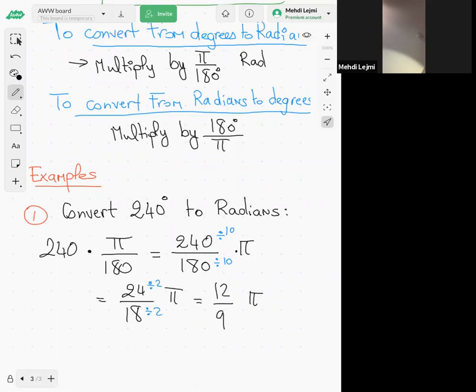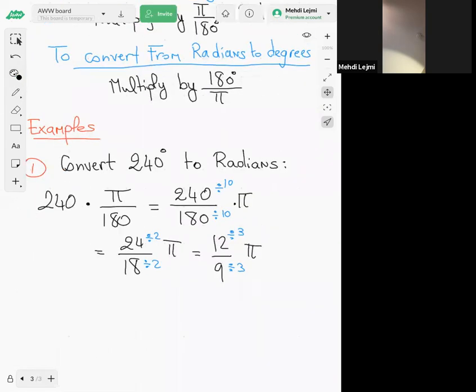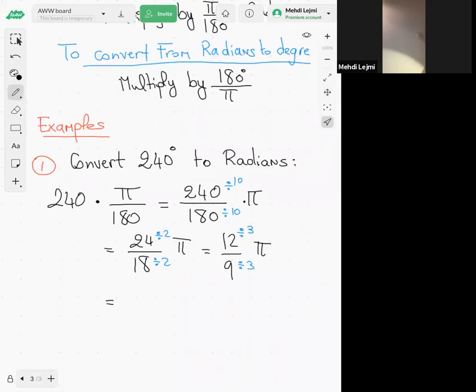I can still reduce the fraction. I can still divide by 3. So here's over 3, this is over 3. So then the answer would be 4 over 3 pi, or 4 pi over 3. Okay, so you have to keep reducing your fraction, right? And so then that would be the answer. So that's how we convert degrees to radians. Okay, so multiply by pi over 180.